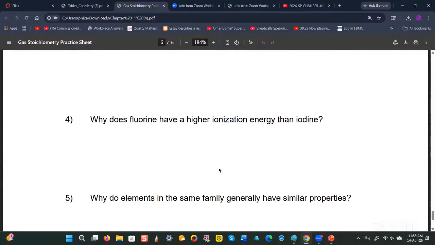And basically, when it comes to chemical properties, it's the valence electrons of elements that determine their chemical properties. So the answer for number 5 is that elements in the same group have the same number of valence electrons, and therefore will behave chemically the same way or a similar way. All right?